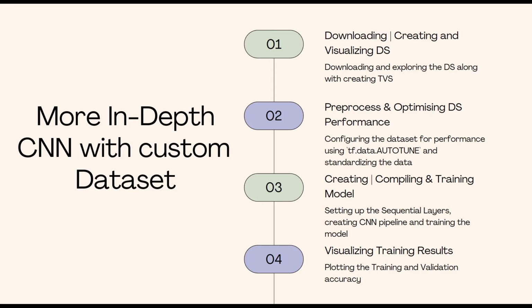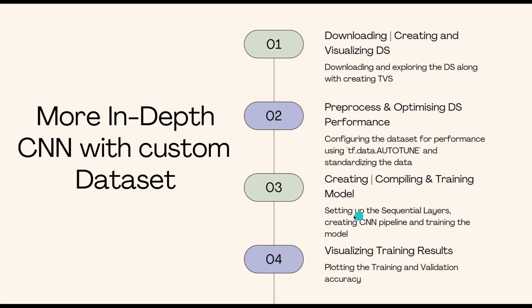So optimizing this pipeline, the fetching of data set, is quite crucial, especially if you're dealing with huge amounts of data sets of the order of 50 GB and above, right? So it completely makes sense to use these optimization pipelines. And then the third step is creating, compiling, and training the model.